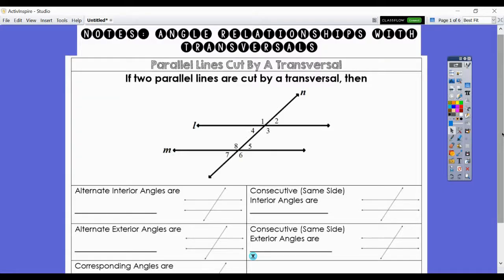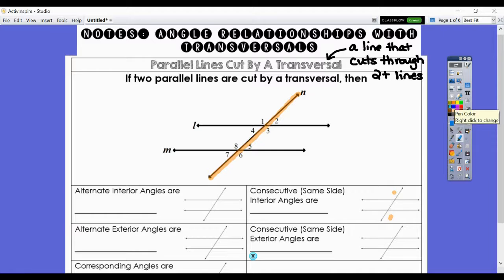In today's lesson, we're going to talk about angle relationships with transversals, specifically looking at parallel lines cut by a transversal. So this transversal, all it means, its definition, is it's going to be a line that cuts through two or more lines. So the transversal in this image here would be line N because it passes through two or more.